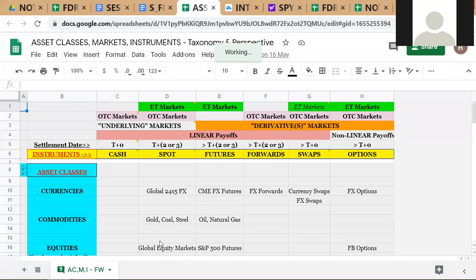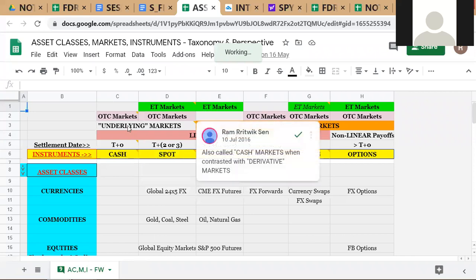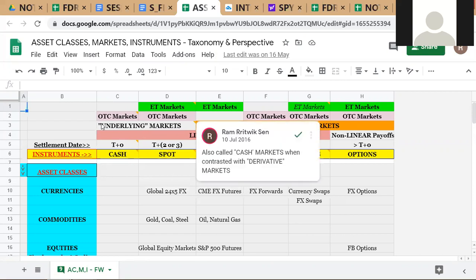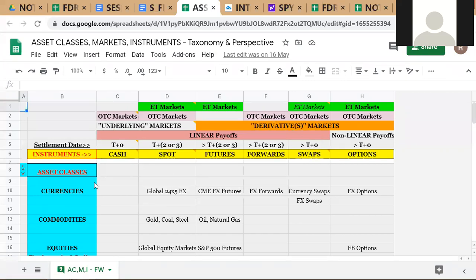Now, you'll notice here that I've used a particular type of terminology. One of the distinctions I have made is underlying markets versus derivatives markets, okay? Sometimes it's called derivative markets or sometimes it's called derivatives markets. So underlying versus derivatives, okay? So what does this mean?